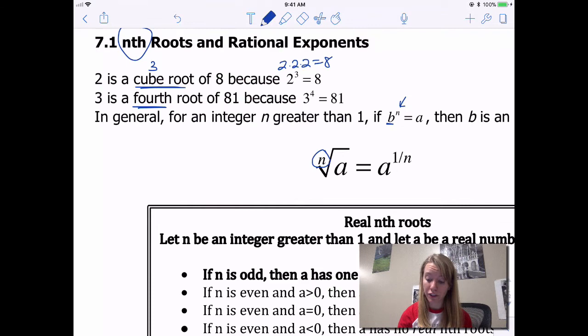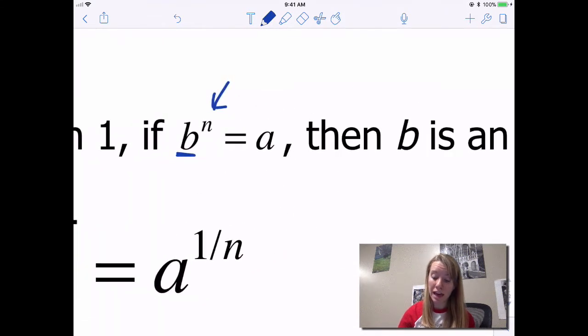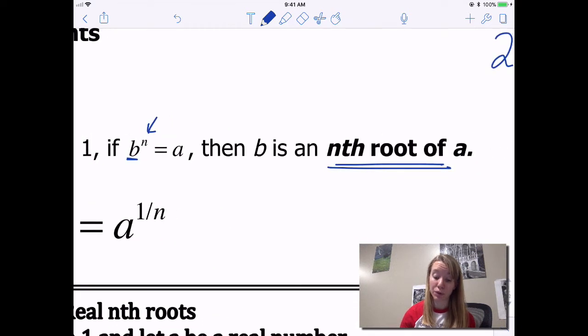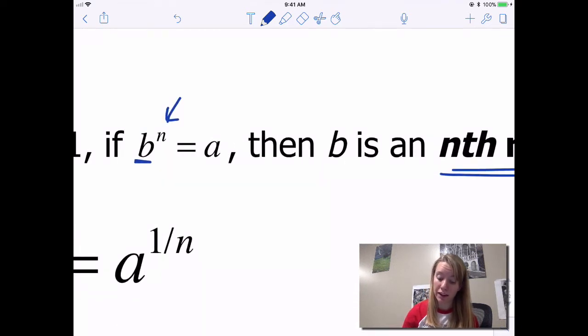So then in general, for n is an integer greater than 1, if we have b to the n equals a, then b is an nth root of a, meaning if I've, again, got some number to a power equaling a, then I can talk about an nth root.